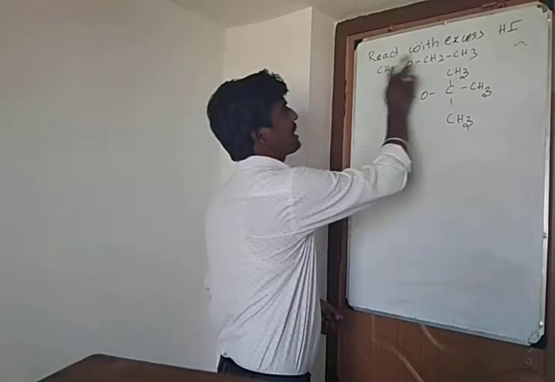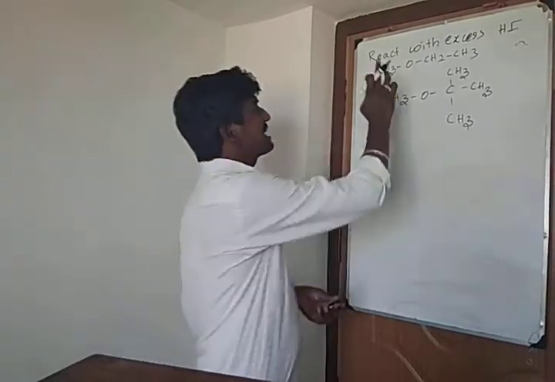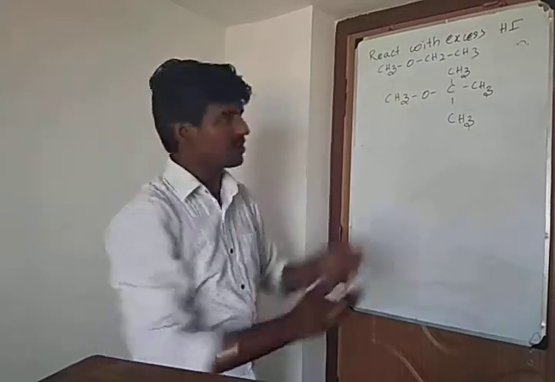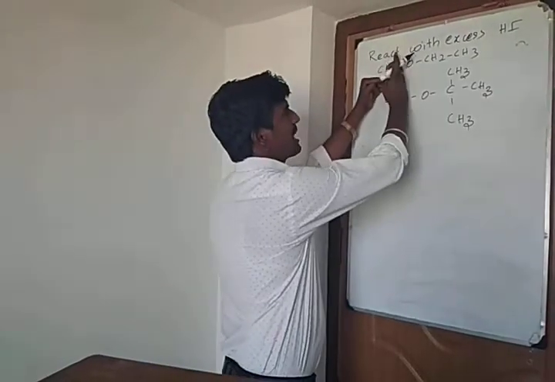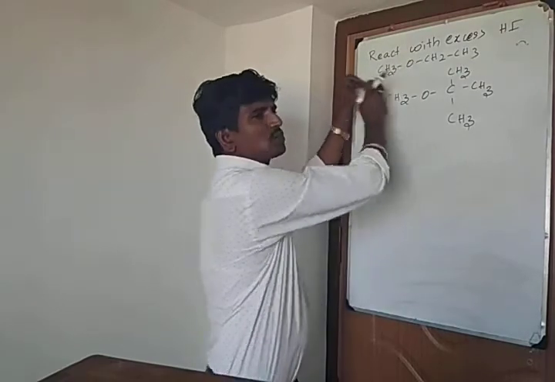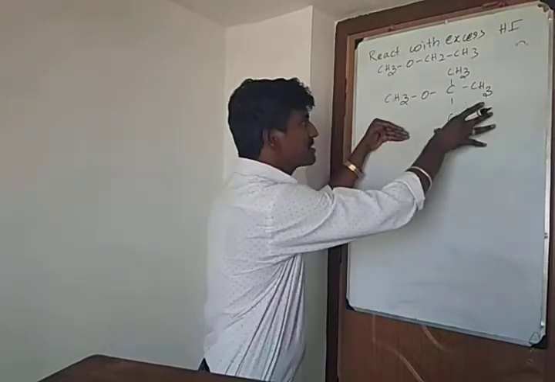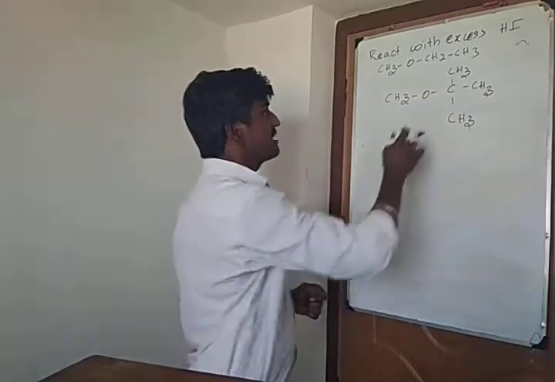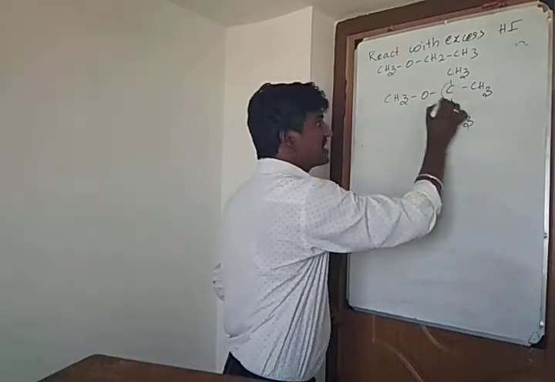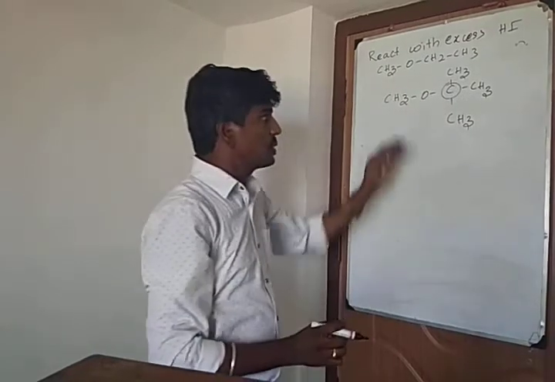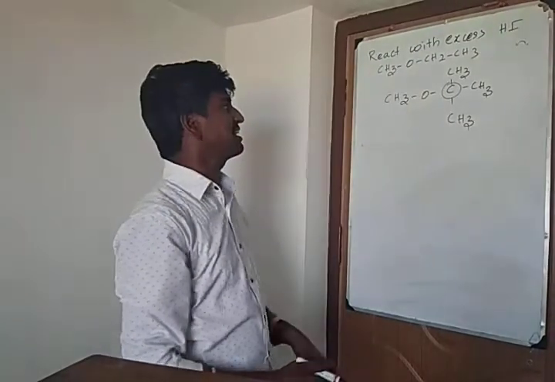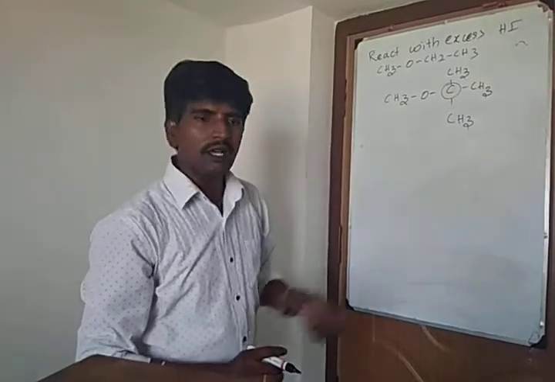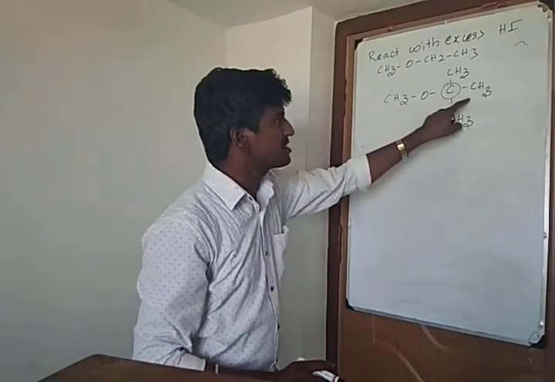If both are primary alkyl groups, the bond cleavage is between oxygen and the small alkyl group. Are you clear? Both are primary, so you have to break between oxygen and the small alkyl group. This is also a mixed ether, but here the bond cleavage is between the tertiary carbon and oxygen, due to tertiary carbocation stability. Are you clear? One is primary, another one is tertiary.